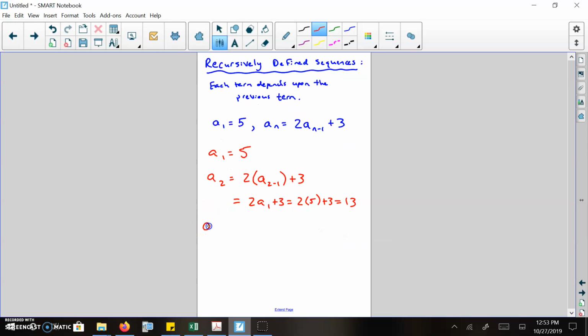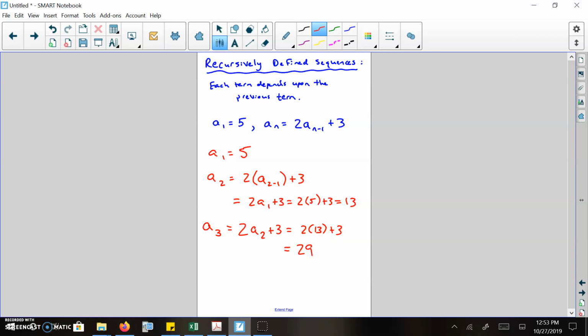Okay, if we look at a sub 3, all this means is, think about what a sub n minus 1 means. That means go to the previous term, because 3 minus 1 is a sub 2. So if I go look at 2 times a sub 2 plus 3, well, a sub 2 is 13. So if I look at this, 2 times 13 is 26, plus 3 is 29.